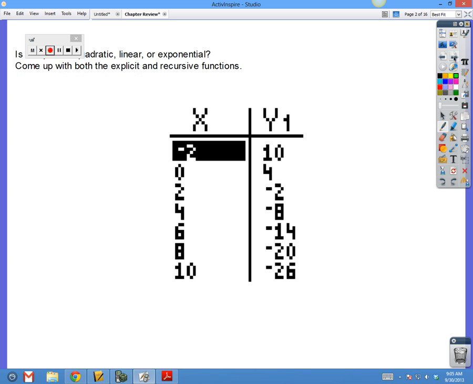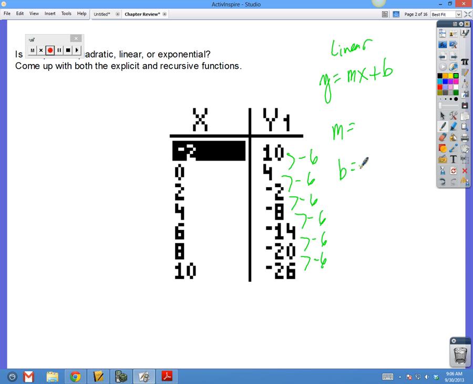Okay, this one. This next one is going down 6, down 6, down 6. Okay, this one's easy. This one is linear because it's changing at a constant rate. So linear, every linear equation follows the grandfather equation y equals mx plus b. So all you've got to do, instead of finding a, b, and c, is find m and b.